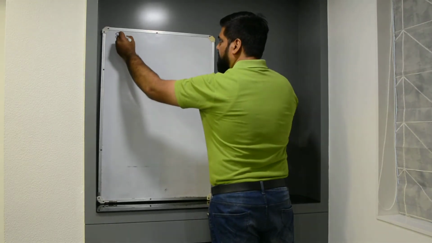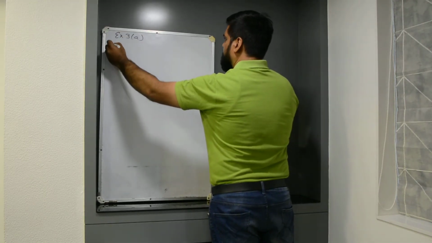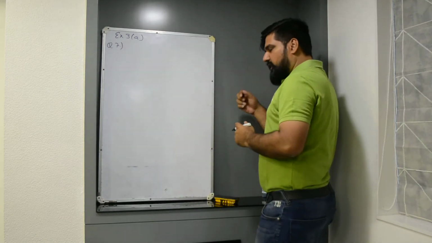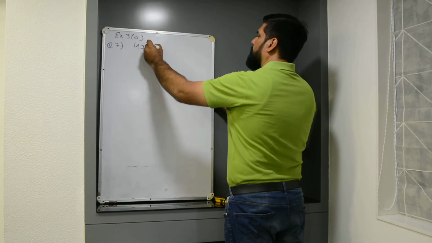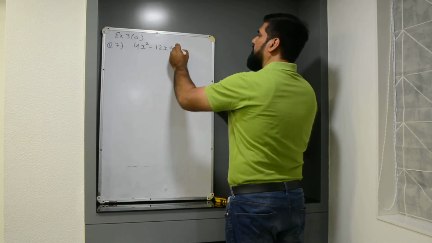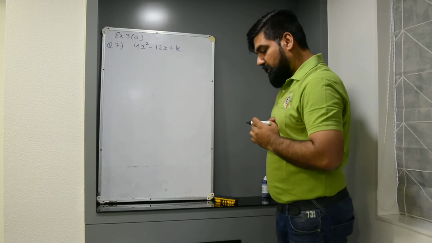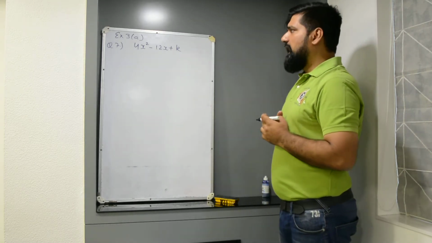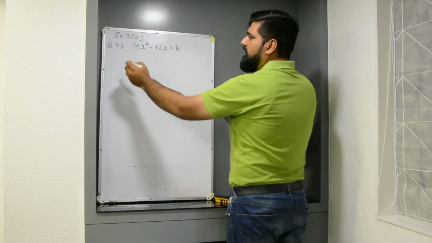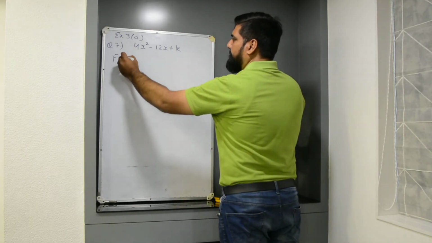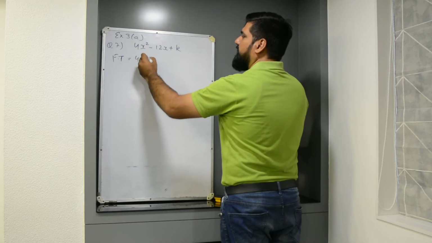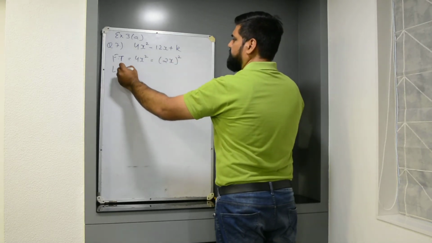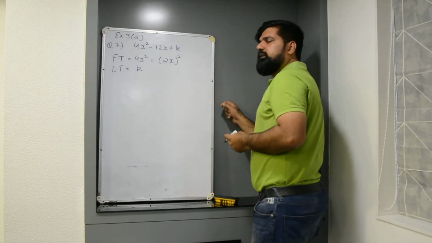Question number 7, exercise 3a. It has been given to us that 4x square minus 12x plus k is a perfect square. We need to find the numerical value of k. So how will we find it? Again, the first term 4x square is a perfect square of 2x. The last term is k. Let's keep it that way.